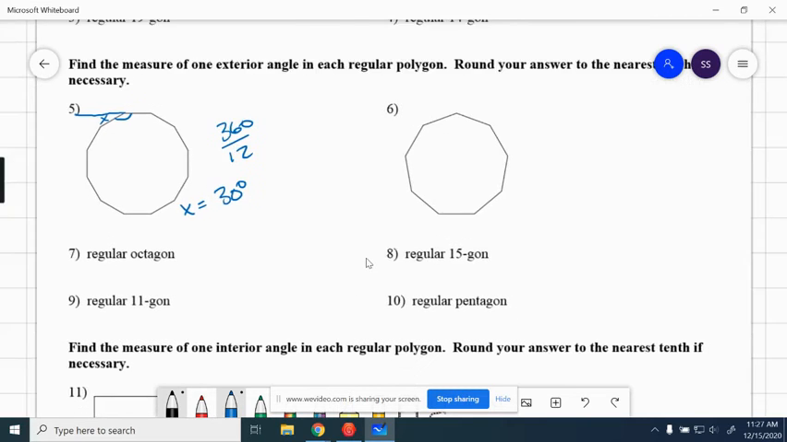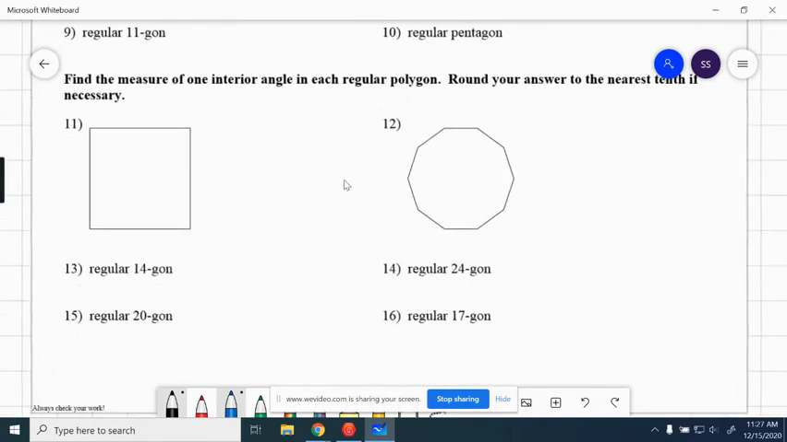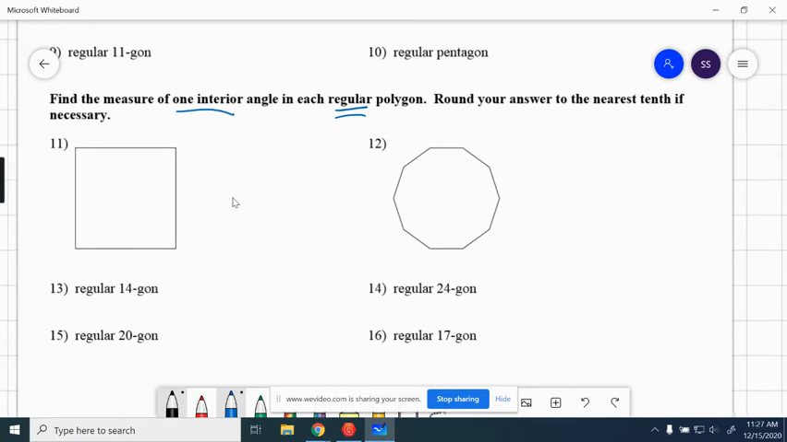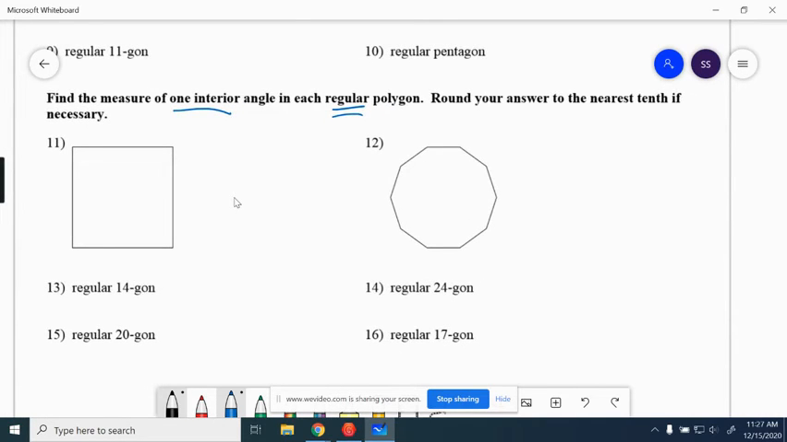All right, moving on. The last part here, we're finding the measure of one interior angle in each regular polygon, okay? I'm not going to do 11, it's too easy. I'm going to do number 12. Again, we'll count these up. 1, 2, 3, 4, 5, 6, 7, 8, 9, and 10. Okay, so this one's 10-sided. So my n is 10.